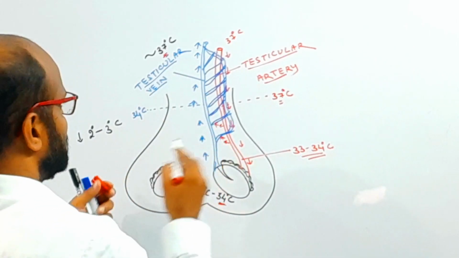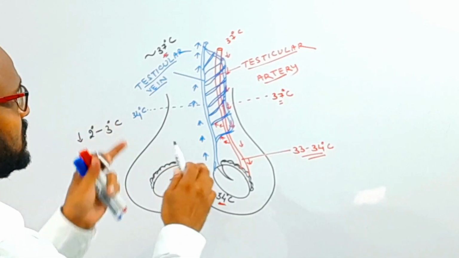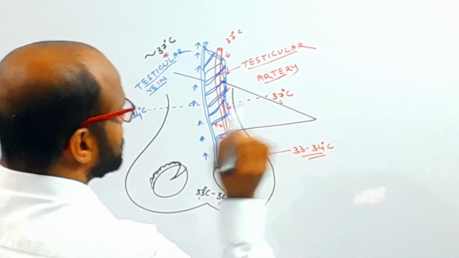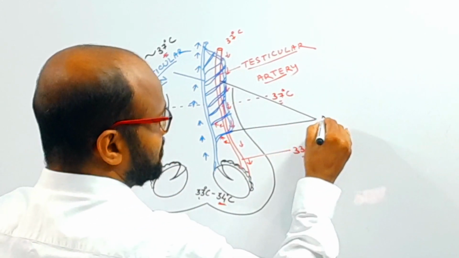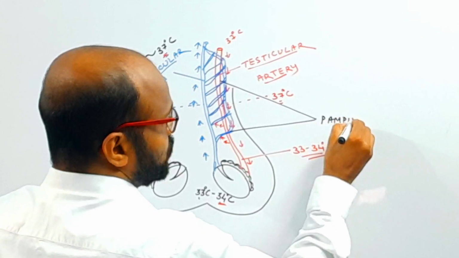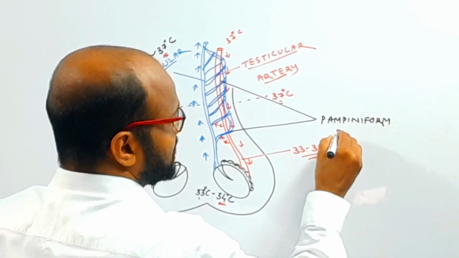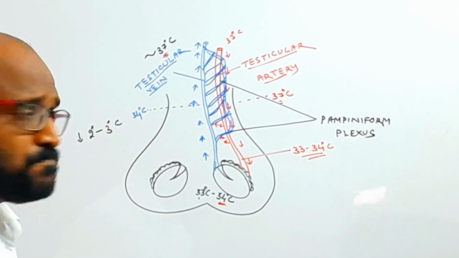Such branches of the testicular vein around the testicular artery are known as the pampiniform plexus.